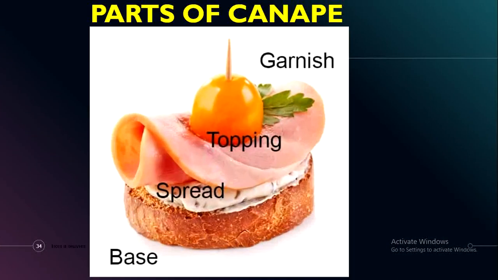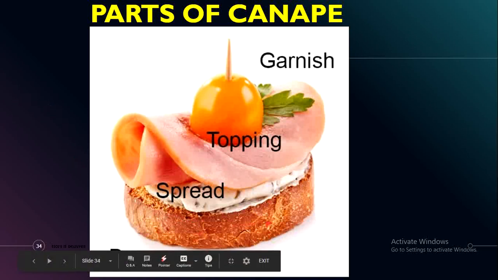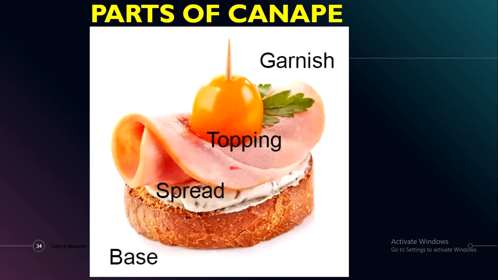Here you can see a picture of the parts of a canapé. Here you have the bread as the base, something like mayonnaise as a spread, and you have the topping, a ham slice, and a yellow cherry tomato as a garnish. So these are the base, spread, topping, and garnish. The topping can also be called the main body.